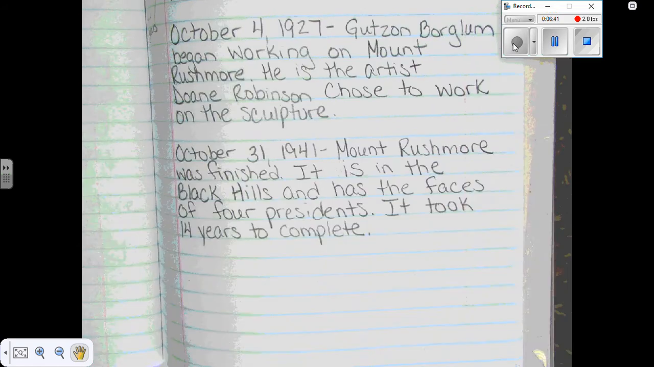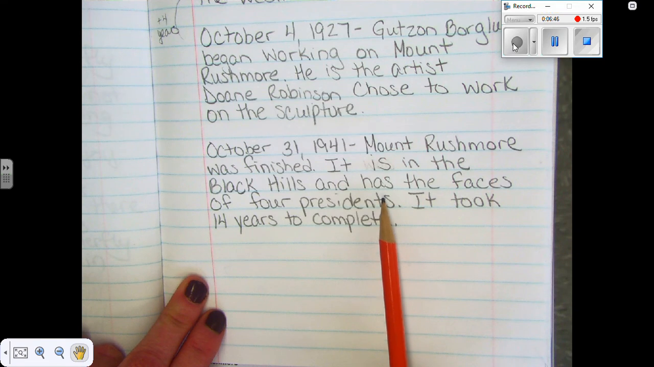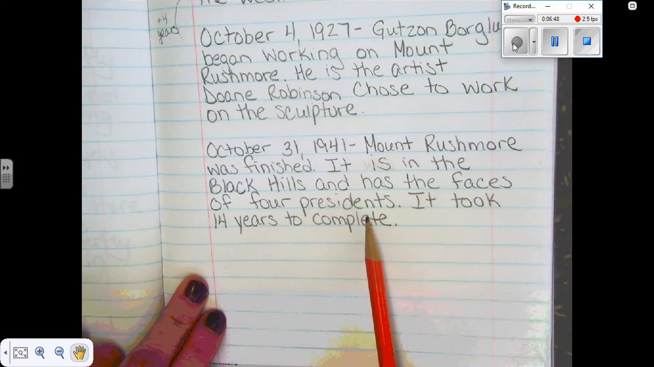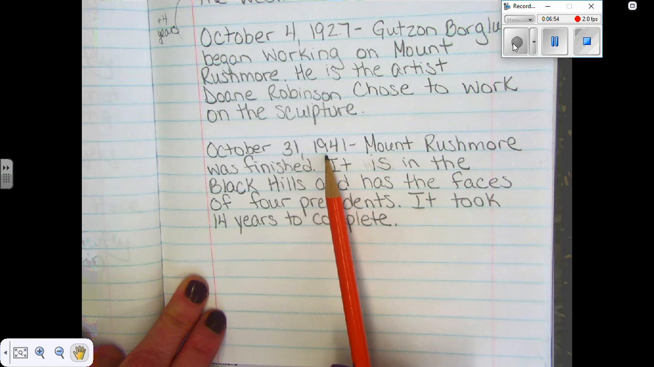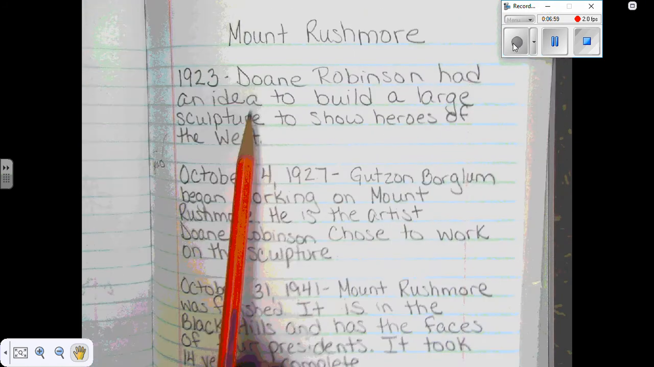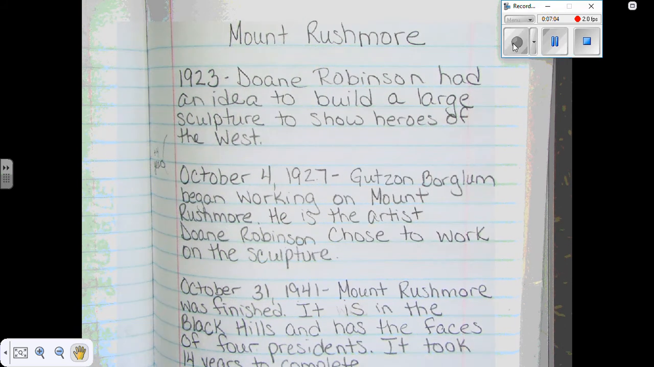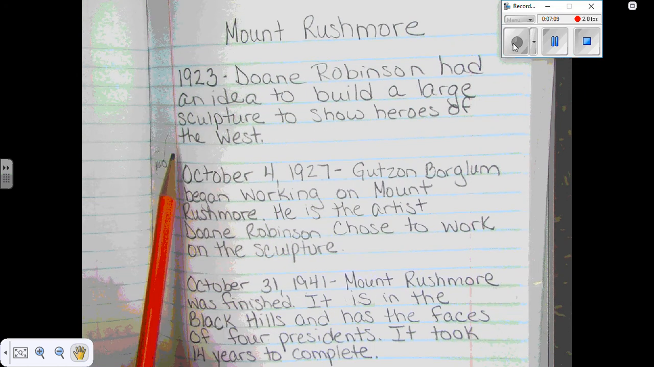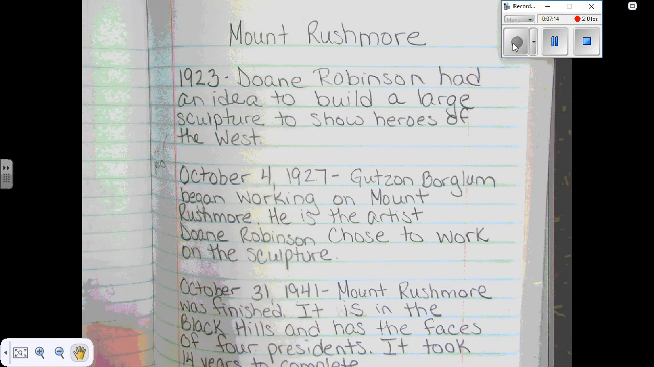Okay, so if I look at my information that I added for October 31st, 1941, I said Mount Rushmore was finished. It is in the Black Hills and has the faces of 4 presidents. It took 14 years to complete, and I did the math from 1927 to 1941. So here are my 3 dates from this one article on Mount Rushmore. And if I were to continue researching Mount Rushmore and I found more dates to go along with the progress of the mountain, I would be able to add them in. Obviously not in this page, but having all of the dates and then organizing them in order.